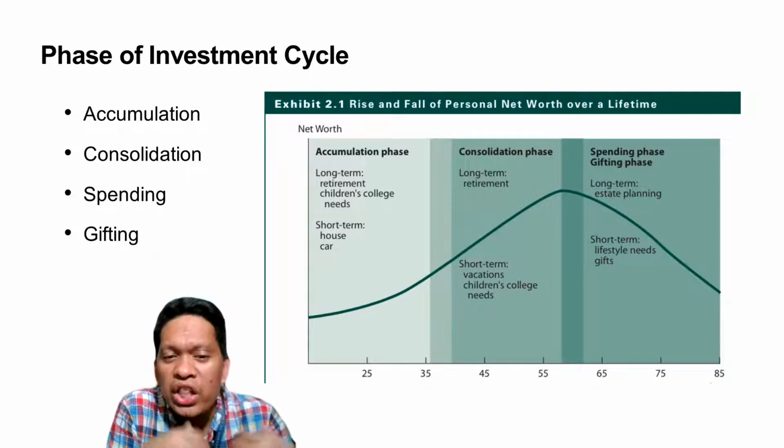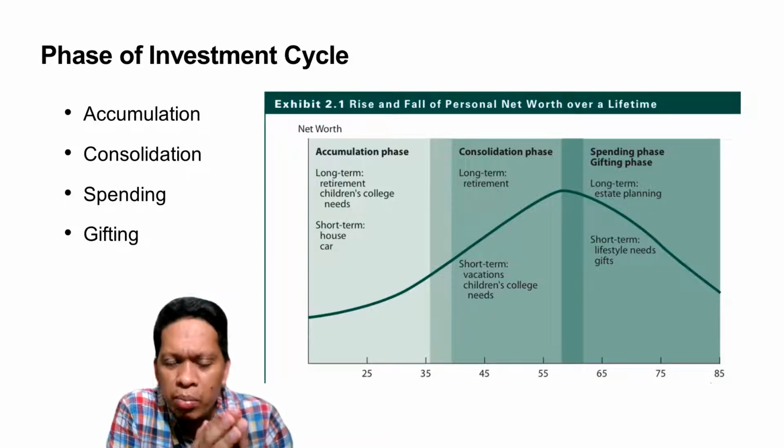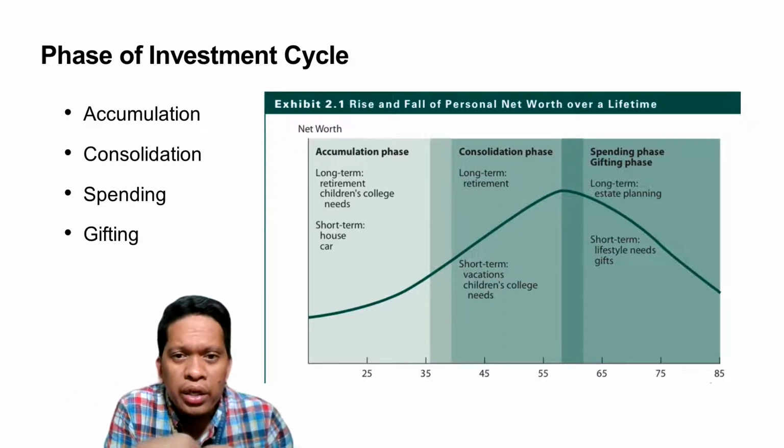Plus, you're accumulating things. The long term goal there is your retirement. Of course, you should start very young to plan for your retirement, right after graduation from college. Then there are your children's college needs, so this is the best time to prepare for the long term. And for the short term, many of us really want to build a house and a car, and so on. So we accumulate different types of assets.